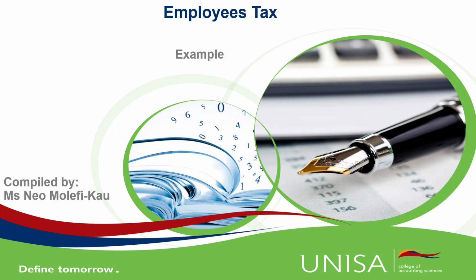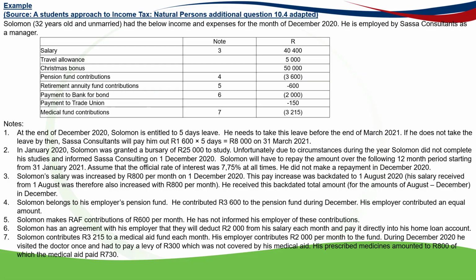This is a follow-up video to the previous Basics of Employees Tax video, in which we will take a look at an example. In this example, we have the following information provided. We have Solomon, who is 32 years old and unmarried. He had the below income and expenses for the month of December 2020. He is employed by SASSA Consultants as a manager.